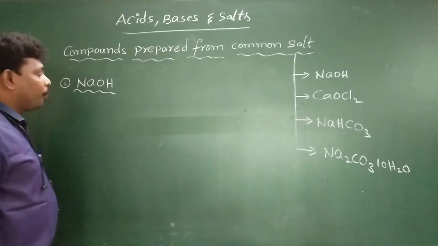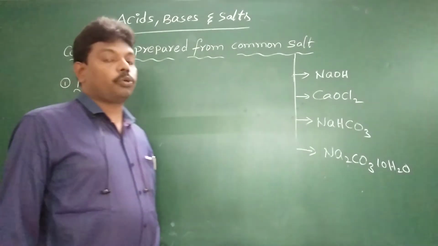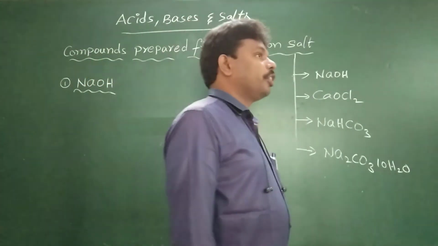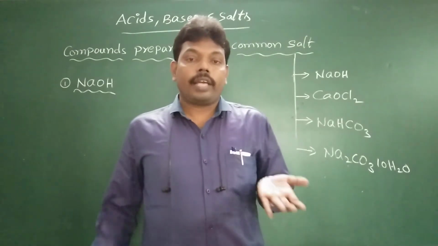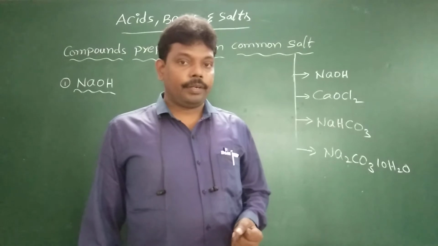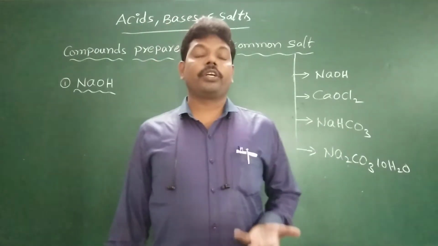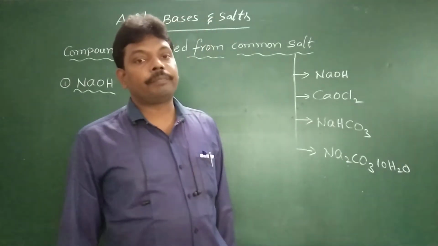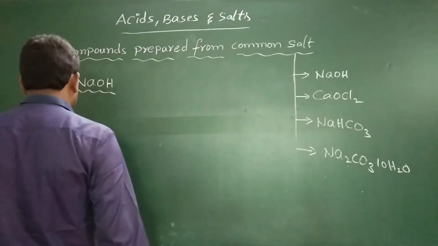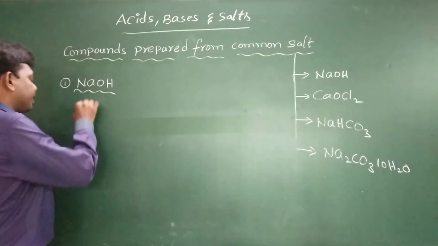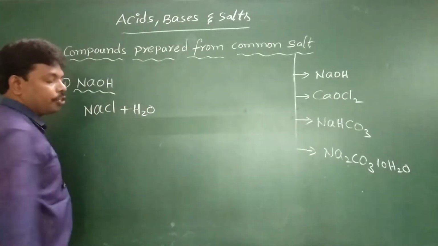And next, how to prepare this? To prepare this, first we have to take the sodium chloride aqueous solution. When sodium chloride dissolves in water, that is called an aqueous solution of sodium chloride. That NaCl salt we have to dissolve in water. Prepare the saturated solution. This solution is called brine solution. What is brine solution? NaCl in water. That is called brine solution.